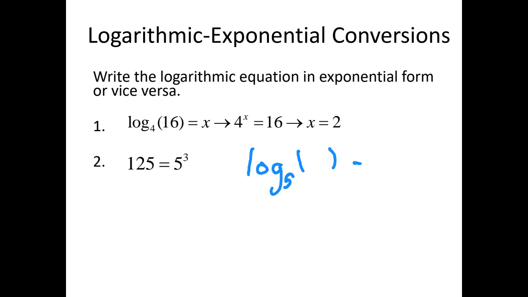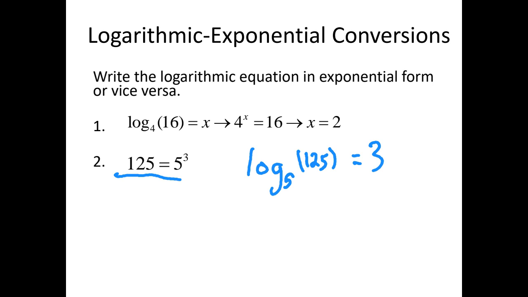So now I know that the log is always equal to the exponent. So in this equation here, my exponent is 3. So that's going to be on the right side. And then my other number is what goes in here. Okay. And so log base 5 of 125 is equal to 3. And so let's go ahead and go to the next one.